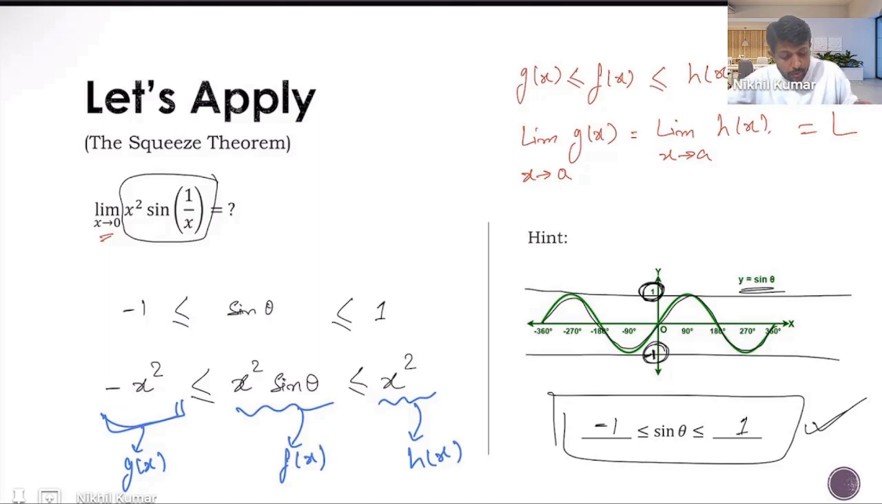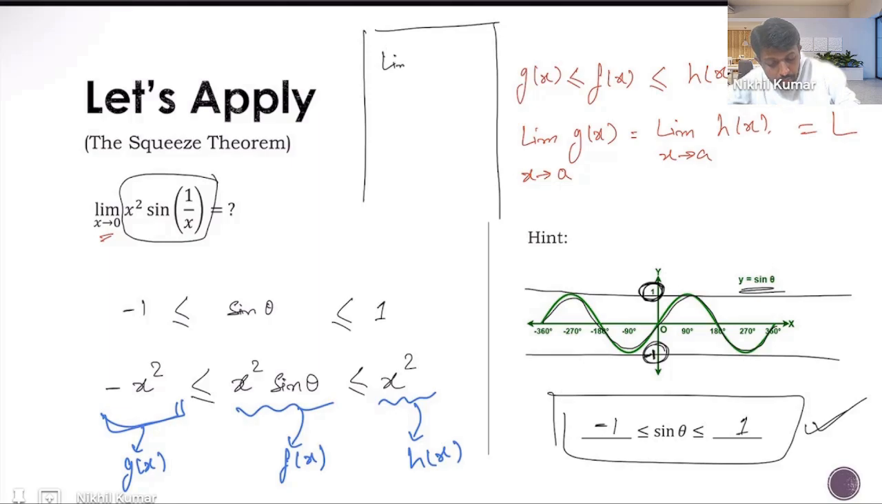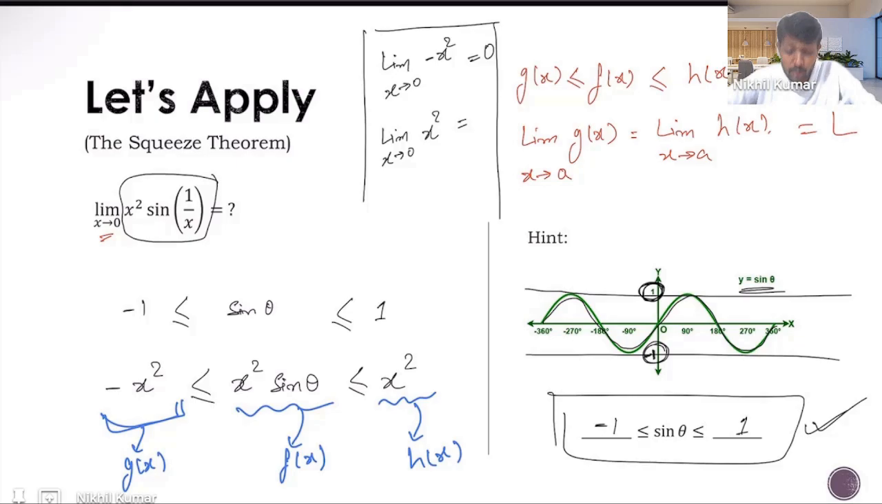Can you find out the limit of -x squared? Let's find out the limit of -x squared when x tends to 0. It's 0. Direct substitution helps us figure that out. What about limit of x squared when x tends to 0? This is also 0. Simple direct substitution will help you solve that. So limit of g of x and limit of h of x are coinciding.